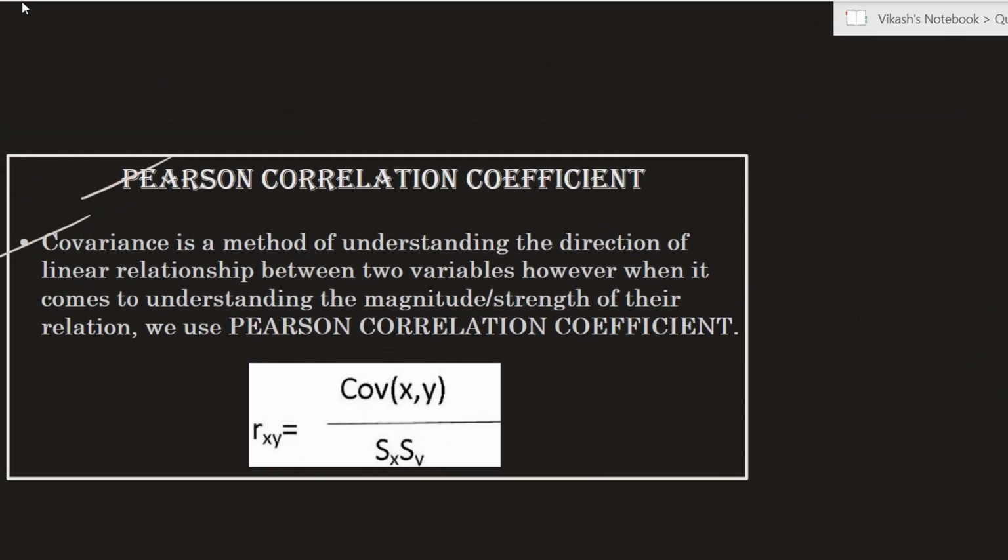We have seen what a covariance is, which is nothing but a method of understanding the direction of the linear relationship between two variables. However, when it comes to understanding the magnitude or strength of their relation, we use the concept of the Pearson correlation coefficient. So in the previous example, we were able to understand whether the correlation between two variables is positive or negative. But if we talk about, let's say, a positive covariance, then two variables may have a covariance of different magnitude.